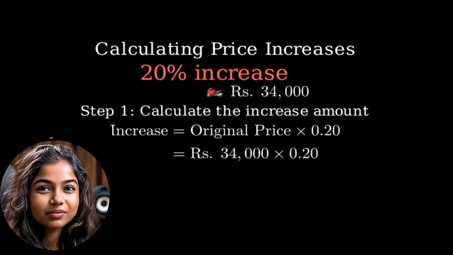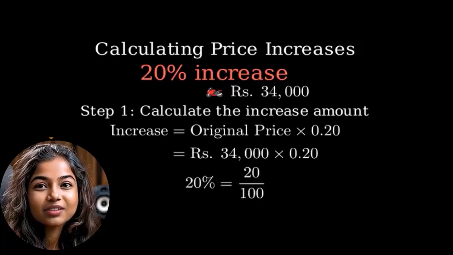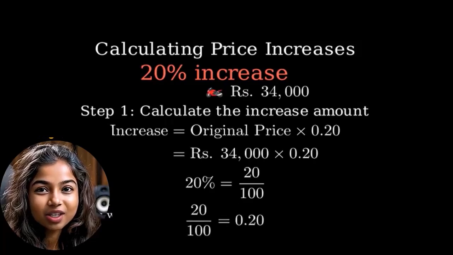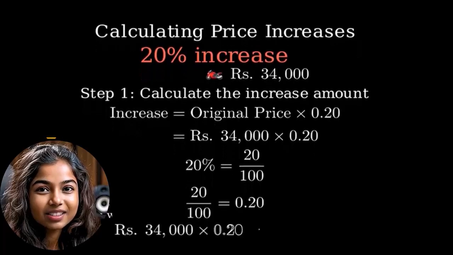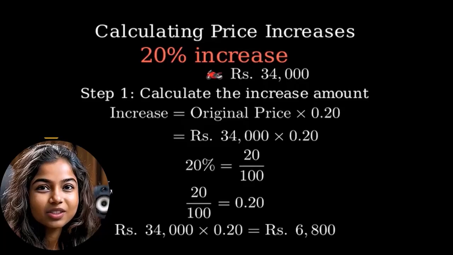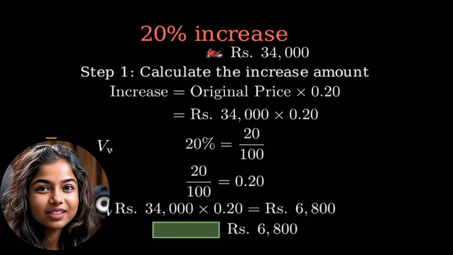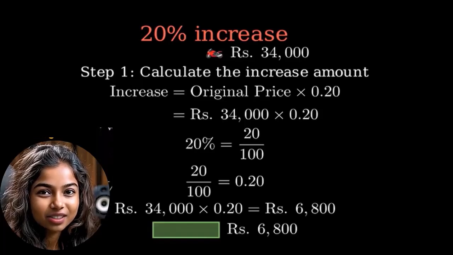Let's see why we use 0.20. 20% means 20 parts out of 100, which is written as 20 over 100, which equals 0.20 in decimal form. Now, let's calculate the increase amount. 34,000 times 0.20 equals 6,800 rupees. This is the amount of the increase. Step 2. Add the increase to the original price. 34,000 plus 6,800 equals 40,800 rupees.